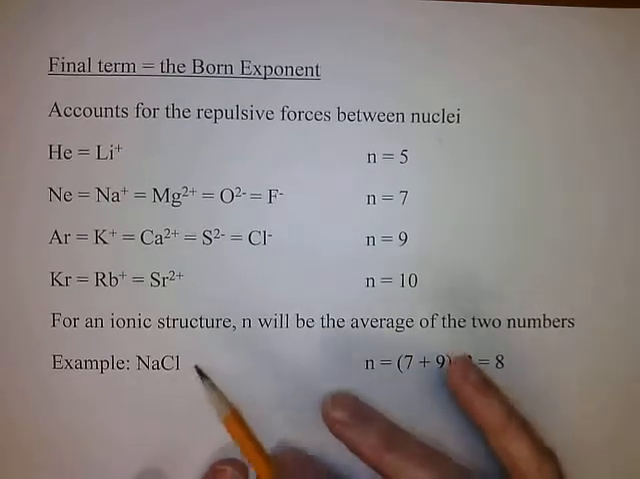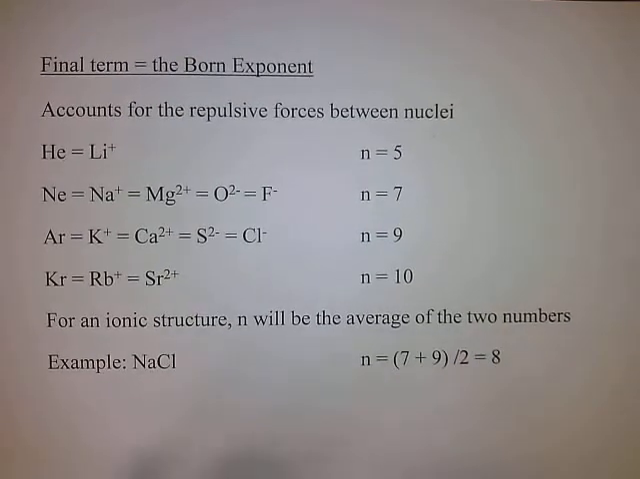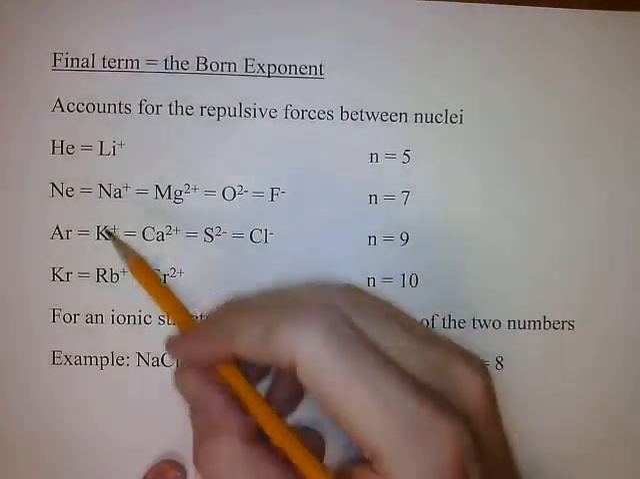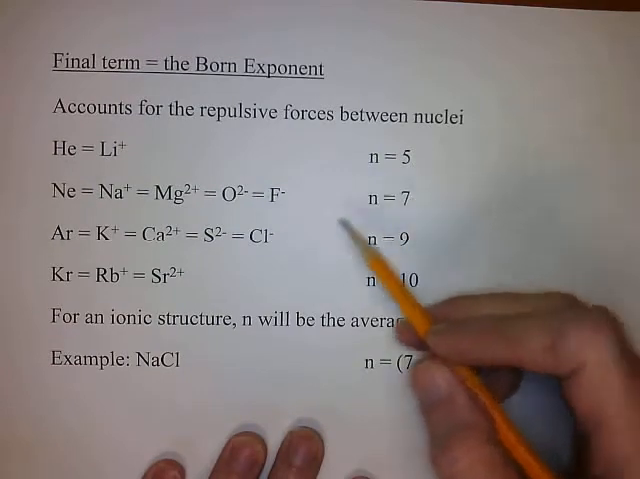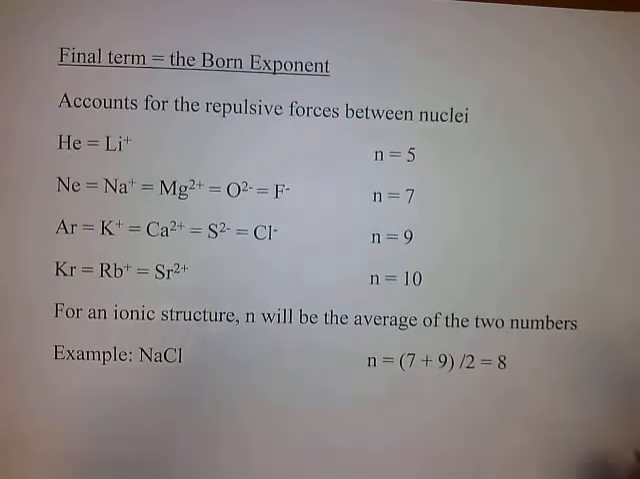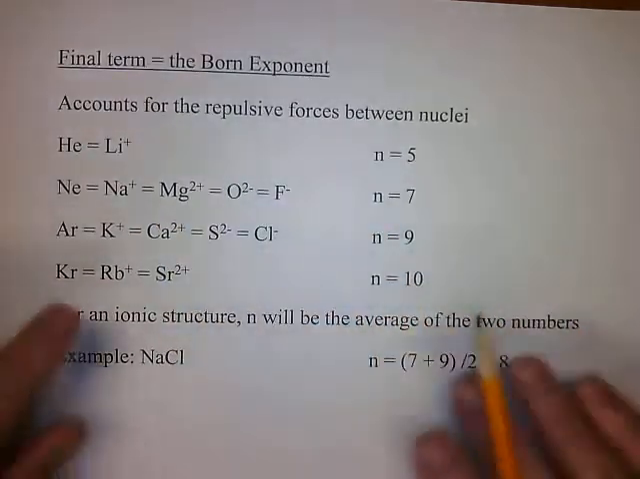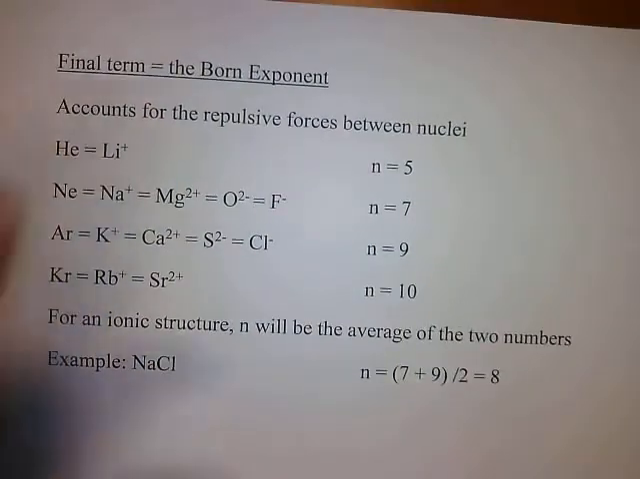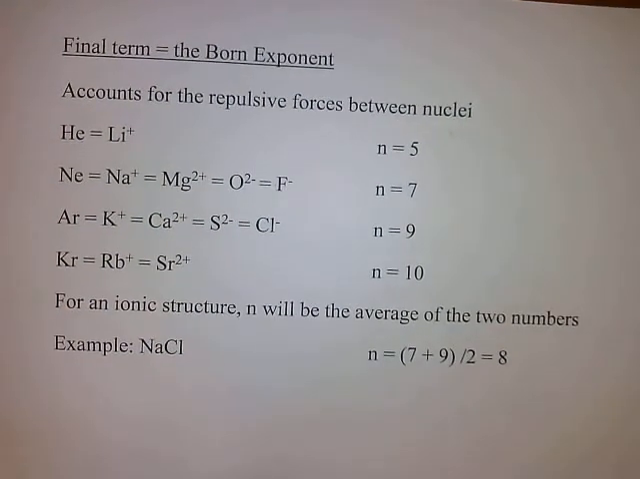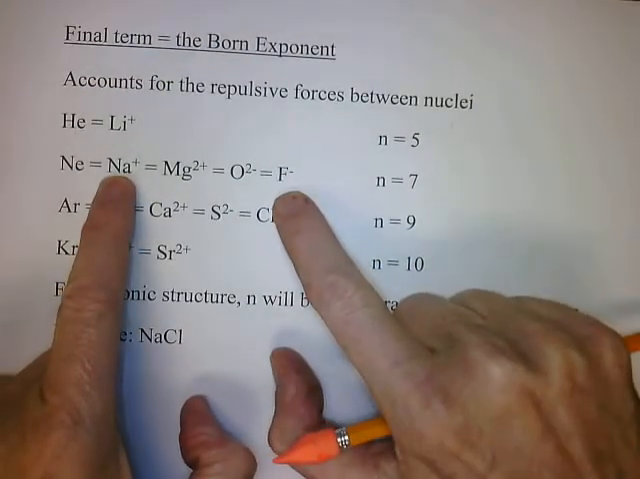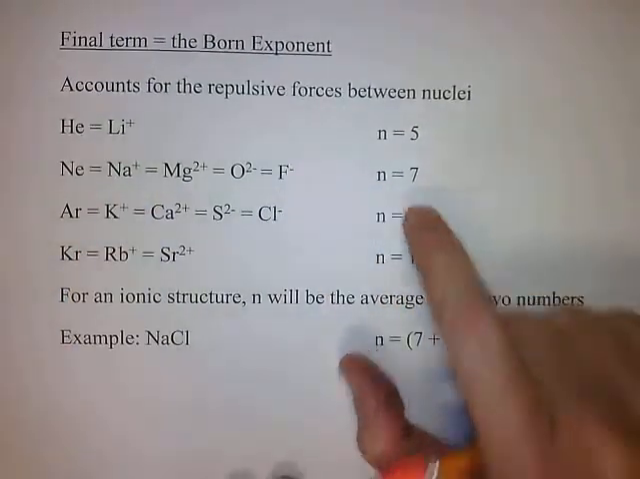So for example, if we wanted to know what Born exponent to use for sodium chloride, we find sodium, it's 7, chloride is 9. We would take the average of 7 and 9, which is 8. Or if we were doing lithium fluoride, it would be 5 and 7. We take the average of 5 and 7. That would be 6. Okay. If we were just doing, let's say, sodium fluoride, then we wouldn't have to do an average. It would be 7.